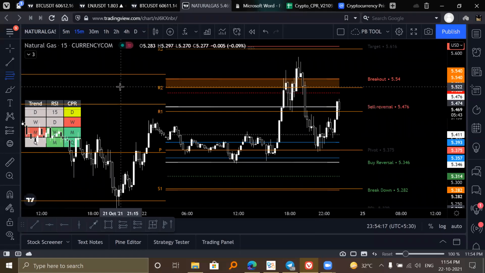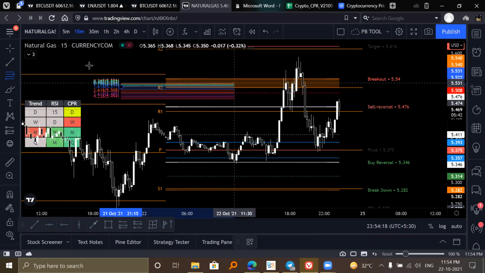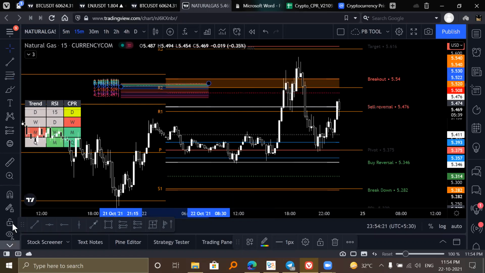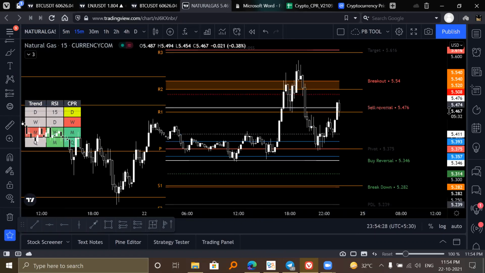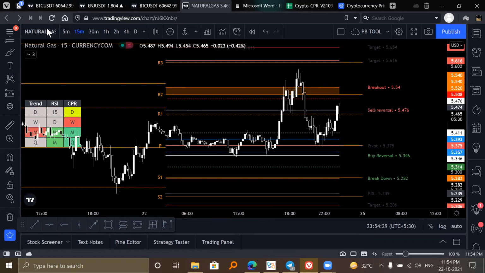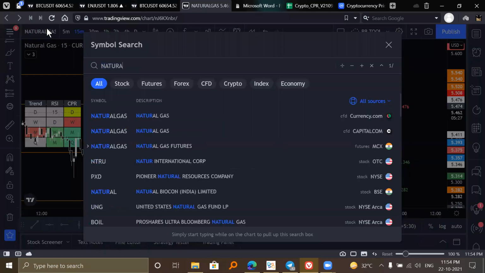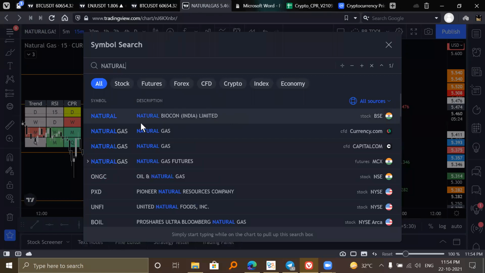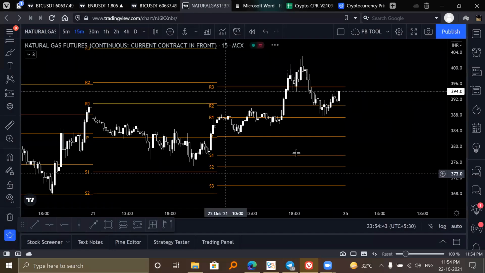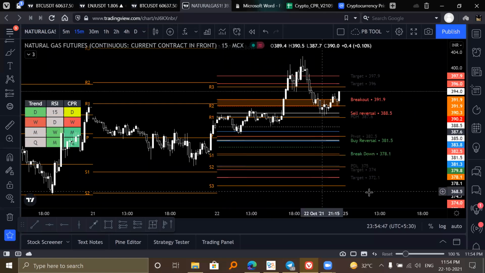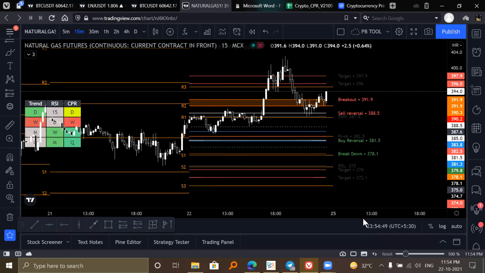Here it is. I guess this is not MCX. Switch to MCX because we are talking about Indian markets. This one. Natural gas futures, MCX. Yeah, continuous current contract. Yeah, this one. Yeah, this is the chart.